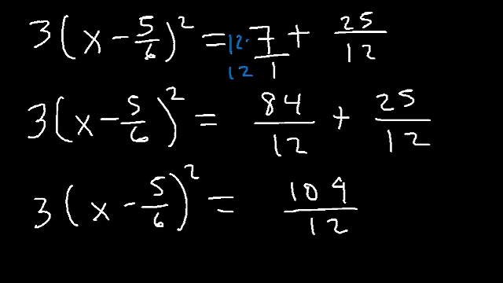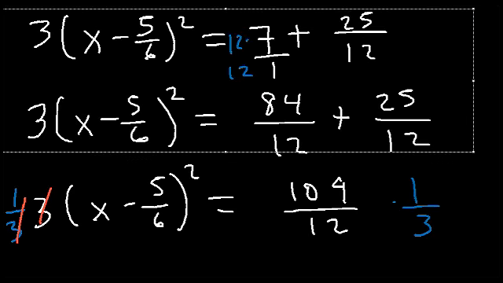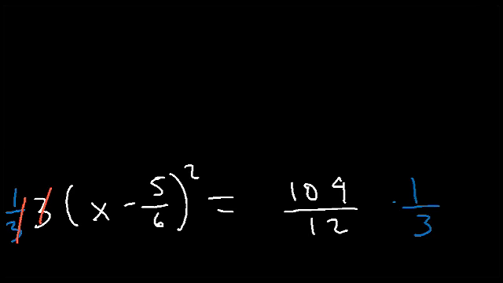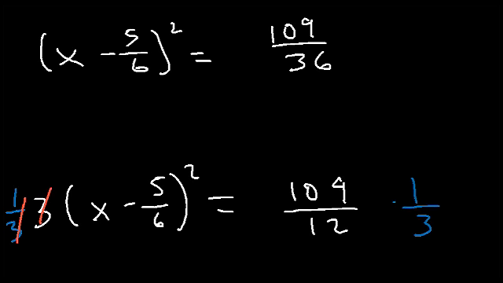Now we can divide both sides by 3, but let's multiply both sides by a third. A third times 3, the 3's cancel. So on the left side, we simply have x minus 5 over 6 squared. Now 3 doesn't go into 109, so we can't really simplify that number. So we could just multiply the 3 and the 12. So it's 109 over 36.